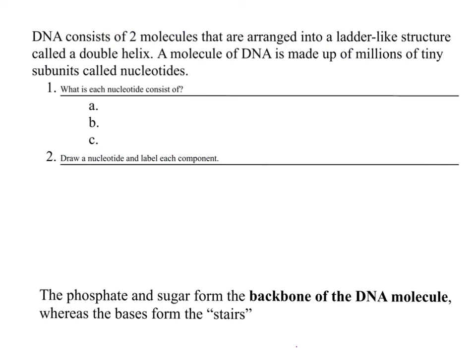DNA consists of 2 molecules that are arranged into a ladder-like structure called a double helix. A molecule of DNA is made up of millions of tiny subunits called nucleotides. Number 1, what does a nucleotide consist of? If you guys recall from yesterday's live and as well from the prior day's worksheet, a nucleotide consists of a sugar, a phosphate, and a base. Okay? So I'll write that down.